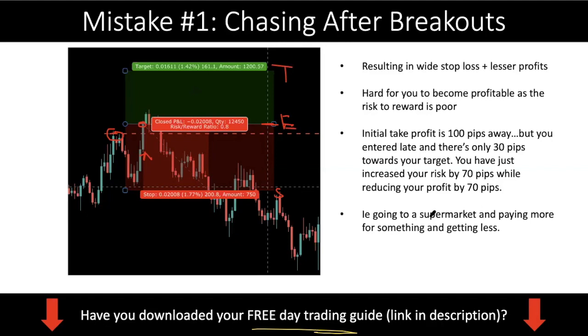Now, why is this such a bad idea? Because if you were to put your stop loss down here, which is a logical area since this is the prior swing low, you want to put your stop loss below the swing low, what happens is that your stop loss is going to be very wide. You can see over here I've written wide stop loss, and your profit is going to be very small. So this is very hard for you to be profitable because your risk to reward is very poor.